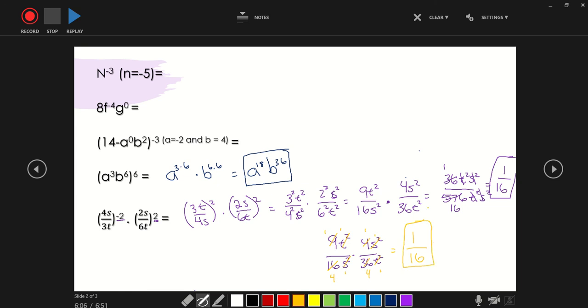So both ways come out to be the same, whether you want to multiply straight across or cross cancel. Now let's go to a different page and I'm going to work some different types of problems. I'm going to work some of the cube root problems, the cube root and the square root of different numbers.